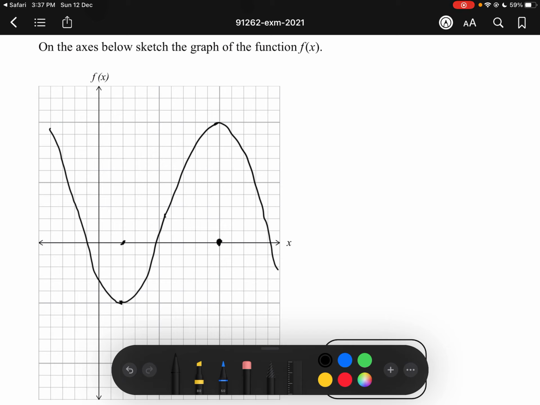Alright, so that matches all of the requirements. We have our turning points at x equals 10 and x equals 2. It's decreasing when x is less than 2. It's increasing when x is between 10 and 2. And it's decreasing after x is greater than 10. And that should just be another straightforward achieved question there.